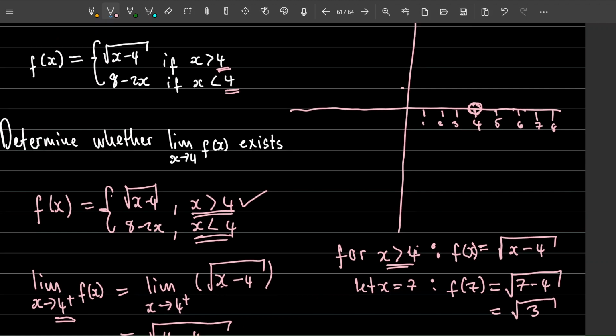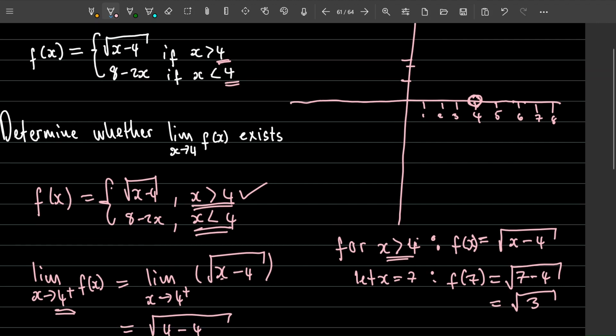So I could say this is 1, this is 2. So it's somewhere here, just above 1.5, right? 1.73. And that meets up with x equal to 7. So x equals 7 meets up with that. Now I can get one more.